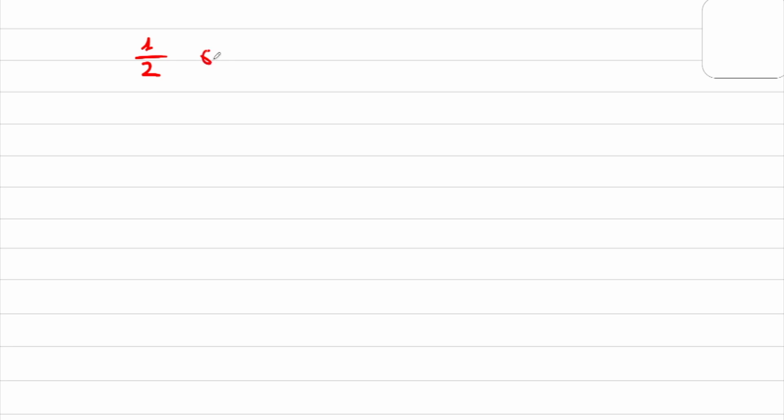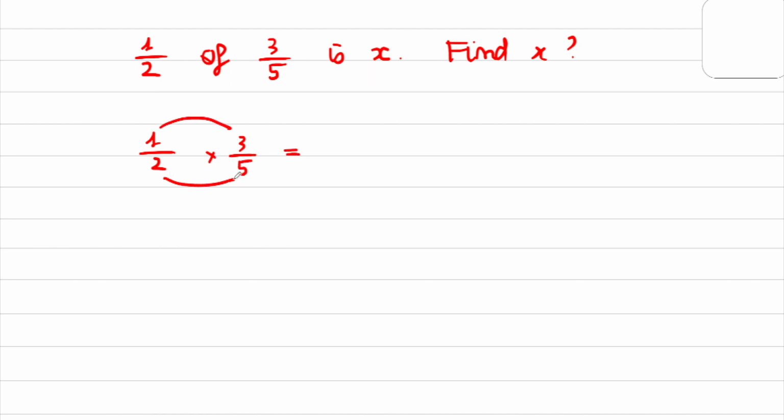How about 1 over 2 of 3 over 5 is x. And the question will ask you to find x. So how can you work with this one? Remember, of means multiply. You have 1 over 2 multiply 3 over 5. And after that, multiply the numerators and multiply the denominators. You got 1 times 3 over 2 times 5. And then you got 3 over 10. So my final answer for this question is 3 over 10.